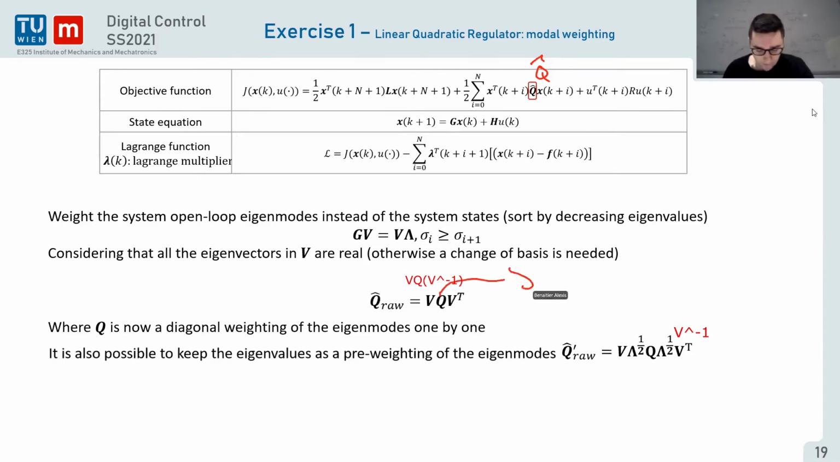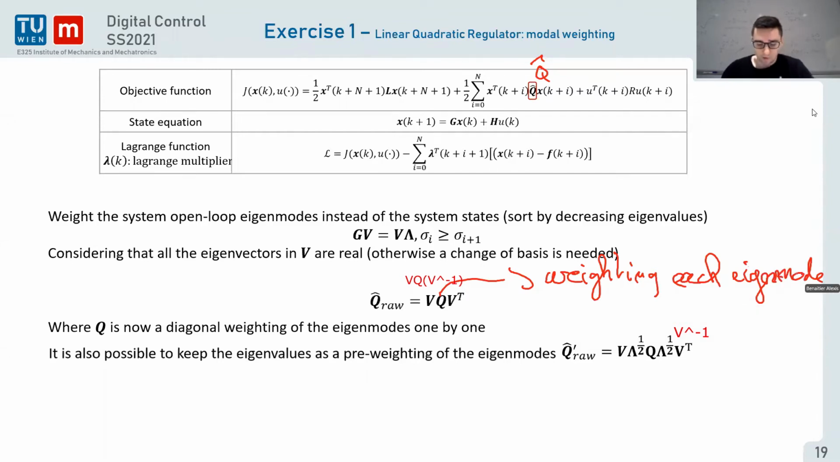And so this Q matrix here is just weighting each eigenmode, or eigenvector. So this Q matrix is weighting each eigenmode one by one. And so I'm going to design this Q matrix once again as a diagonal entry like this, Q1 up to Qn. And I directly multiply by V and V transpose, and that will define my Q hat row.